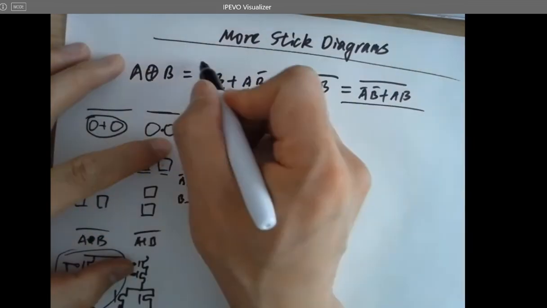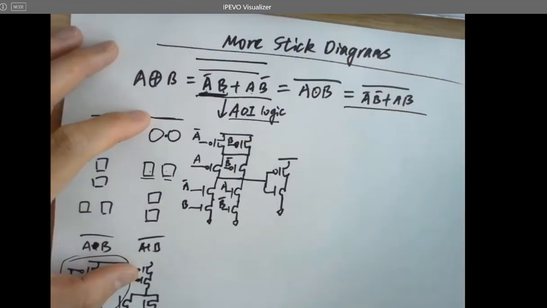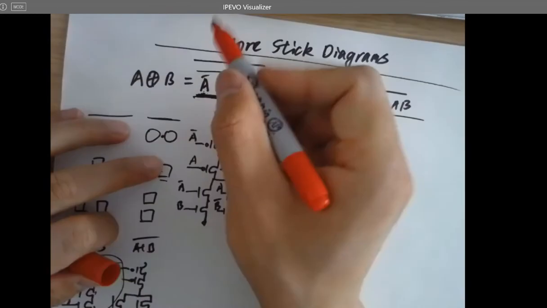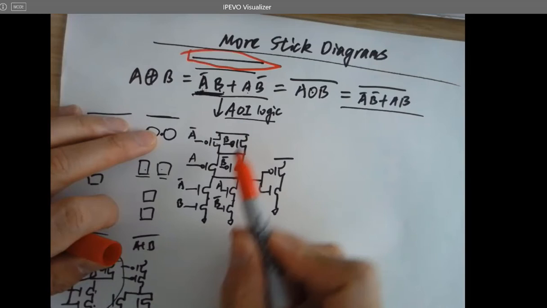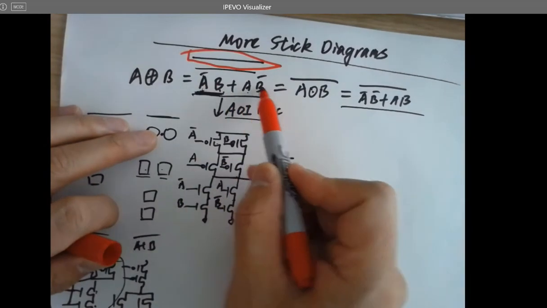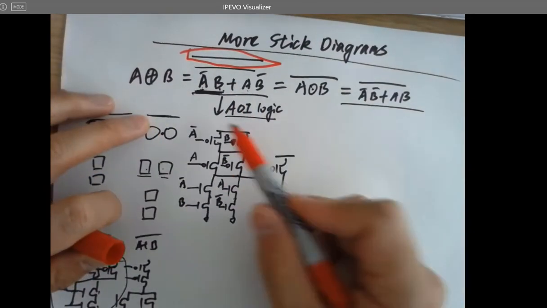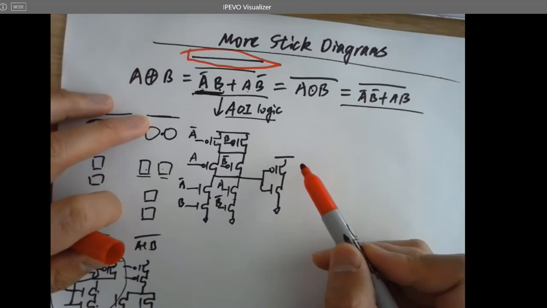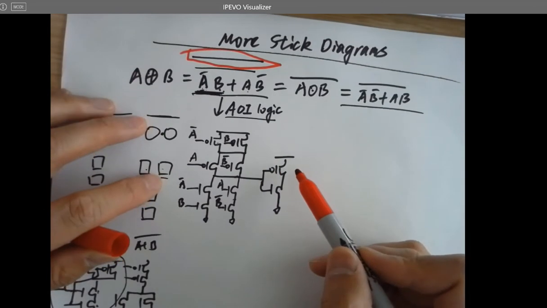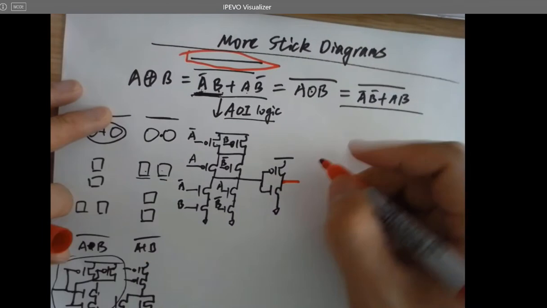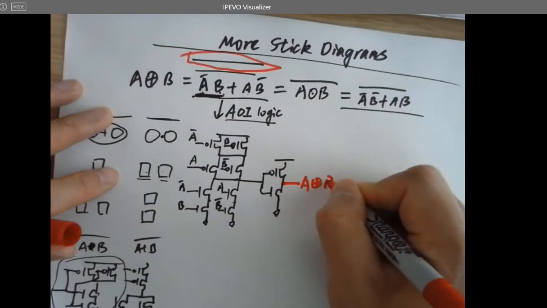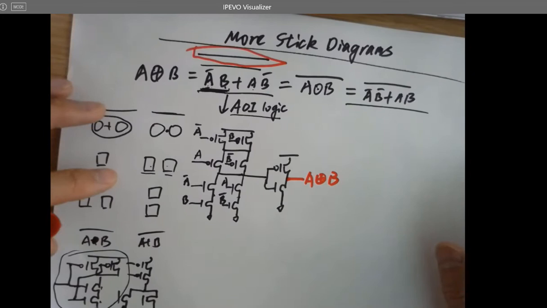Why? Because if you separate this overall bar on the top, then if you follow the rules, what you're getting is actually this bar. What is this logic? So I have to invert it again. So the output here will be A XOR B, eventually.